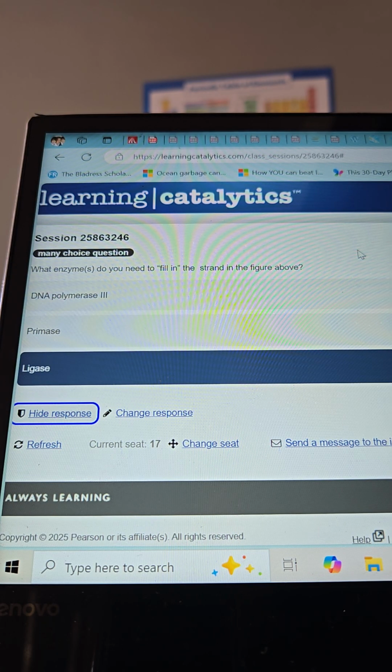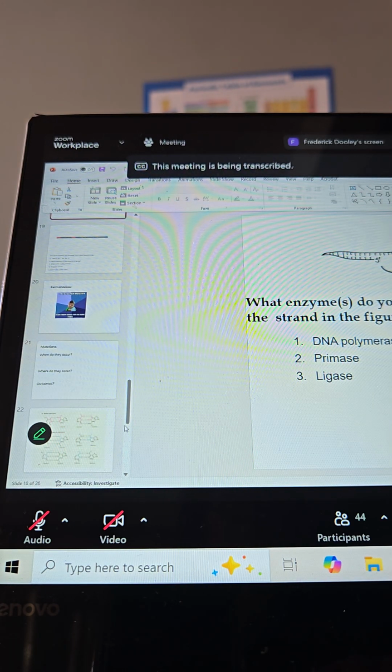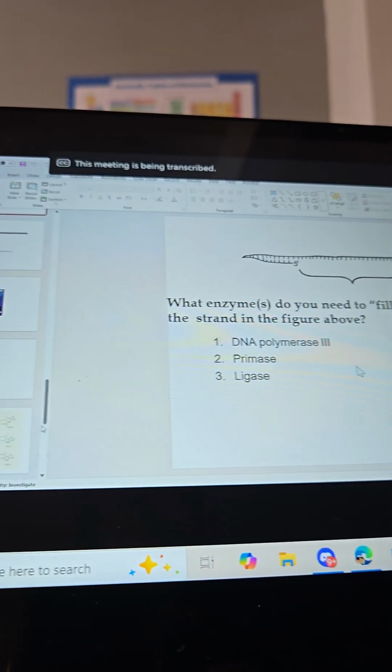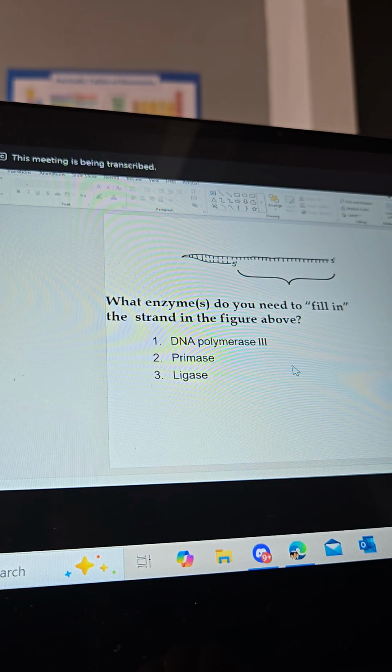What end am I building on? 3 prime? We're not building on a 3 prime end. That's the problem, right? We're building on a 5 prime end, so can I do that? No. So I need to put down a primer at the end so then I can run it backwards. So I can build on a 3 prime end.